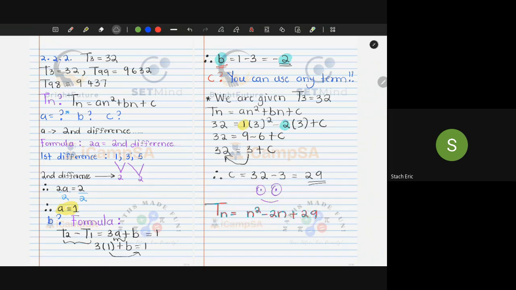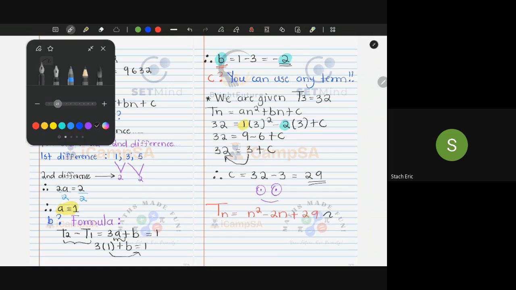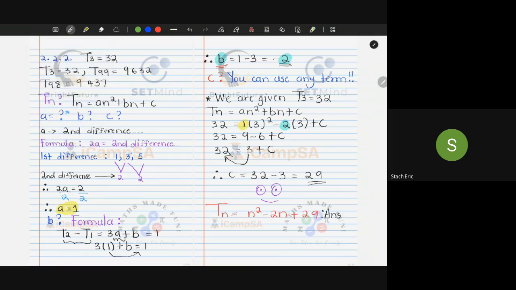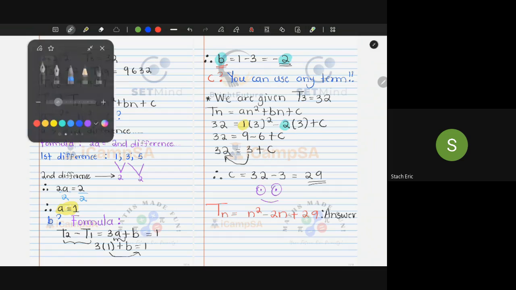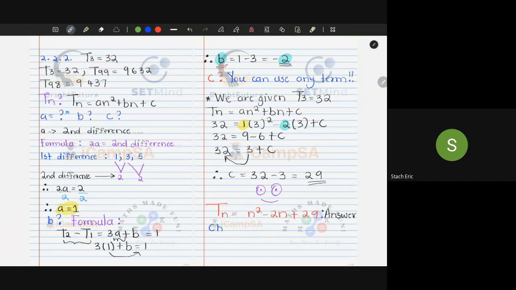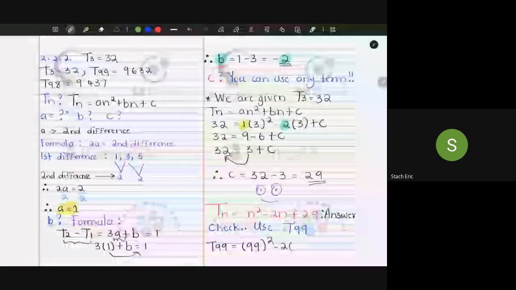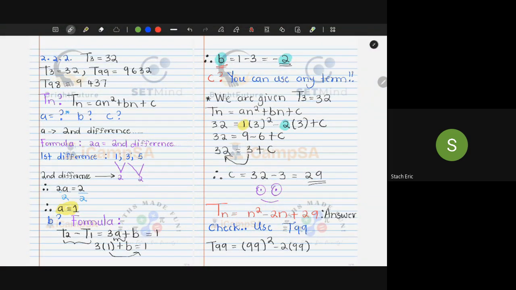I want us to check if this answer is indeed true. How are we going to check this? We are going to check using one of the terms that we are given. Let's use term 99, because term 99 was given. I need you guys to substitute wherever you see n, put 99, then go to your calculator and let's see if we get the answer which we were given there. Let's punch this on our calculators and see what we get.